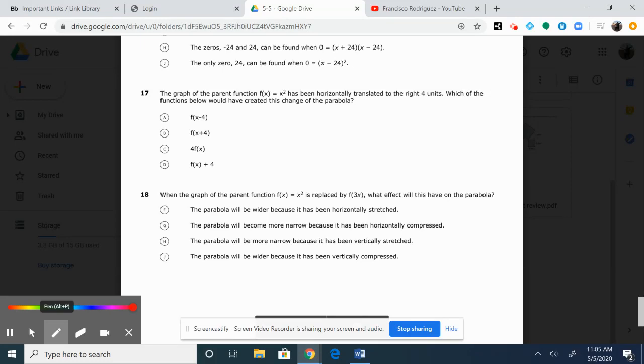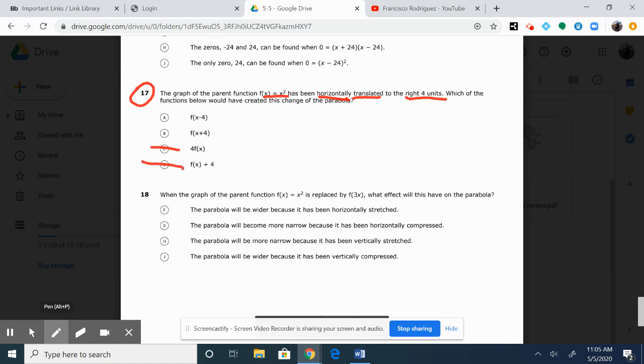Okay, so the last two that we're going to look at are 17 and 18. Now, 17 tells us that we have the graph of the parent function that has been horizontally translated 4 units to the right. So we can eliminate C because that's a change in how wide and how narrow it is. And D is a vertical shift up or down. So it's between A and B.